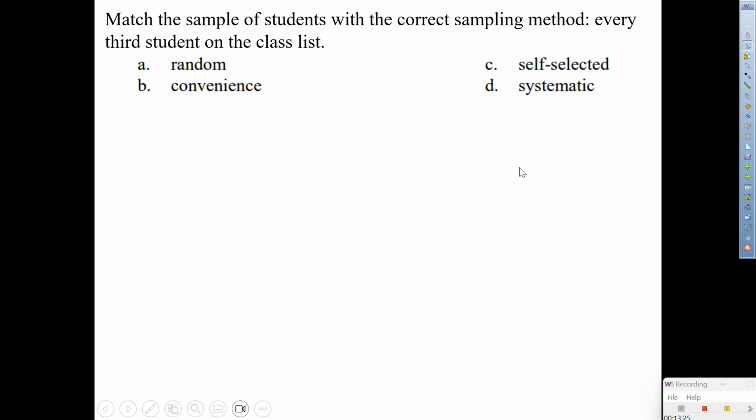There you go. Match the sample of students with a correct sample method. Every third student on the class list. Tell your neighbor your answer for that one. 15 seconds.